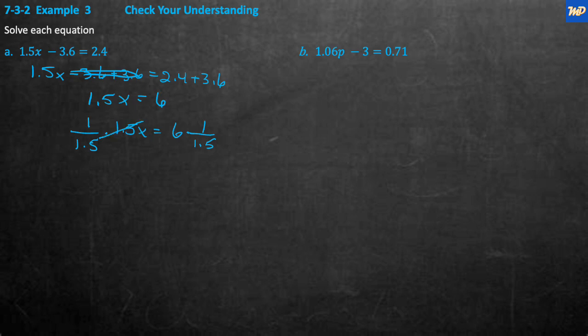And when we do that, these cancel, leaving us with a 1. So x is equal to 6 divided by 1.5, which is equal to 4. The answer is x equals 4.